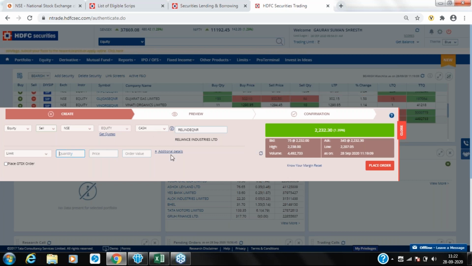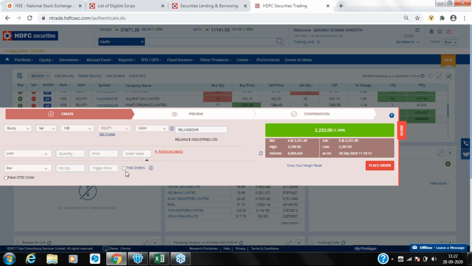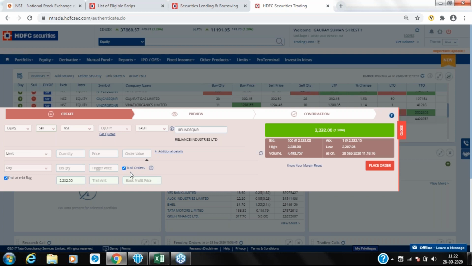So how to do that? Click on additional detail after opening the selling order and click on a trail order facility. Everything will remain similar to the bracket order only. You can see the book profit price. You can enter the book profit price whatever you want, 2261, or since it's a positional trade, let us take a much higher target. Let us go with 2300.